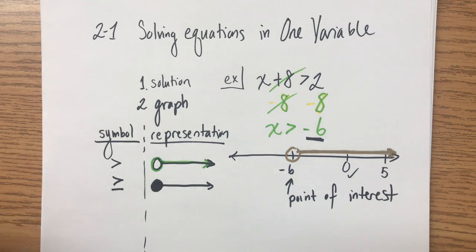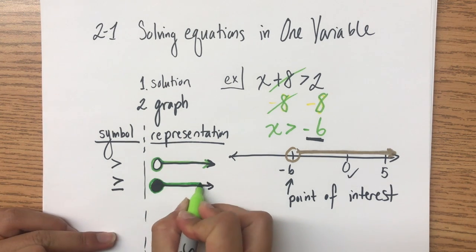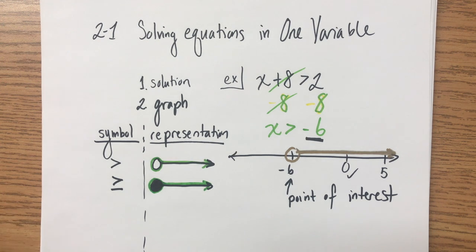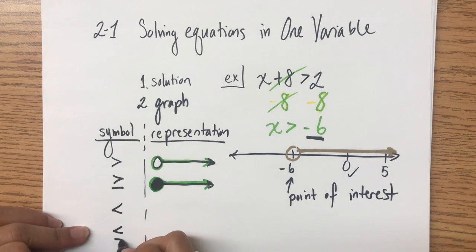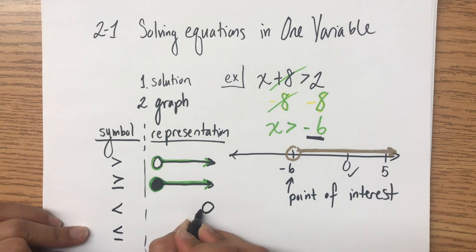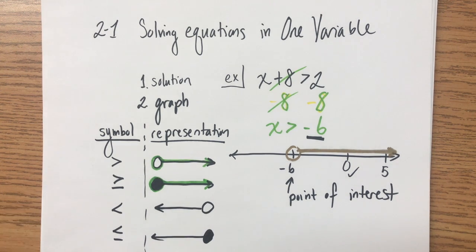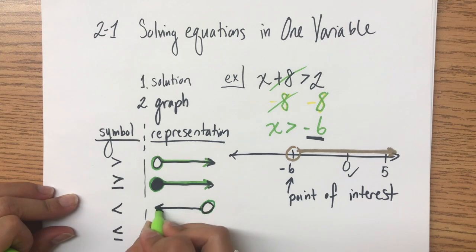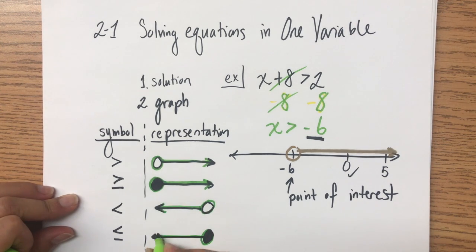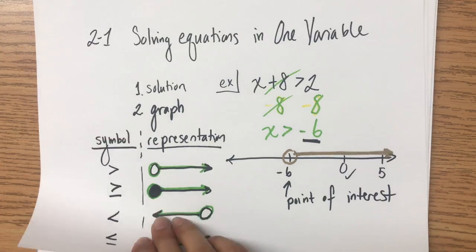And then we have greater than or equal to, and there we're going to fill in the dot because I'm showing that I actually include the number that follows. If x is greater than or equal to negative 6, then negative 6 is included in my solution. And similarly, we'll show the less-than versions in the same manner, but with the arrows pointing to the left.